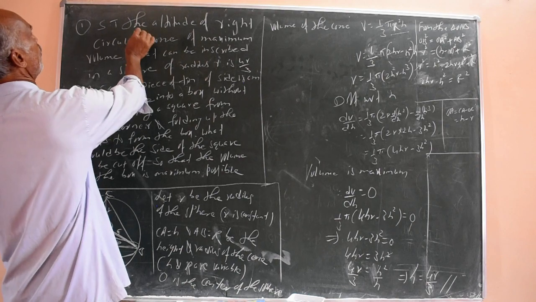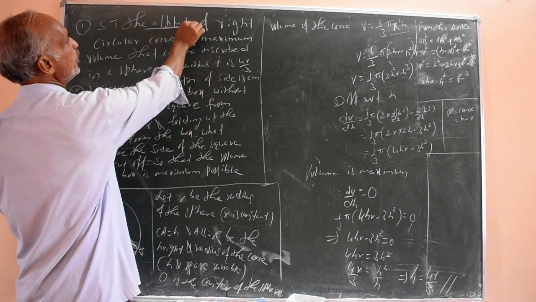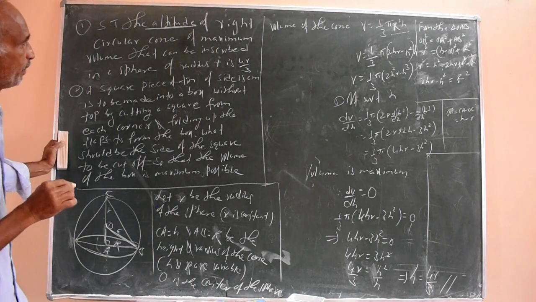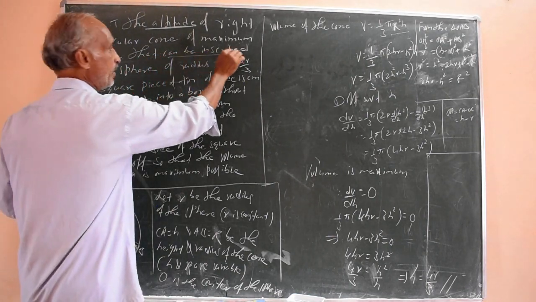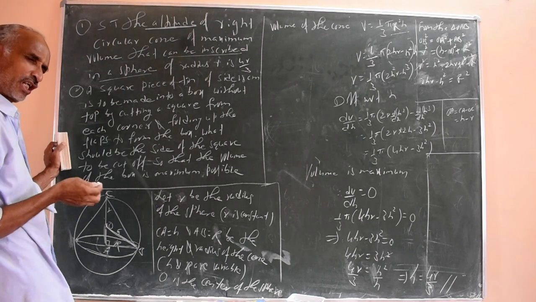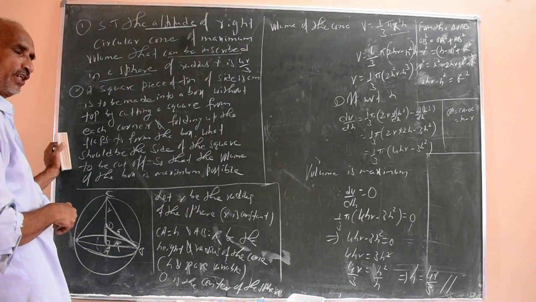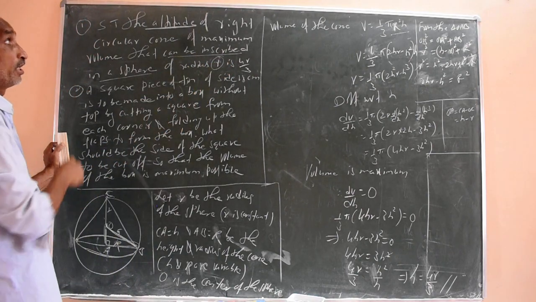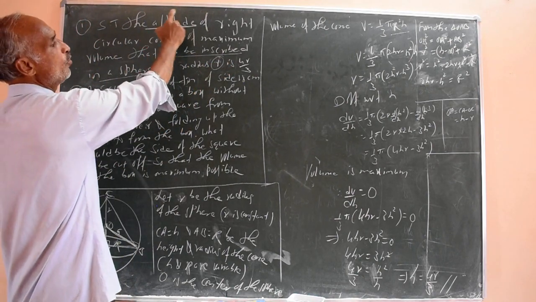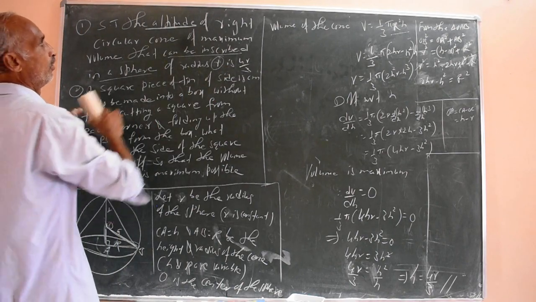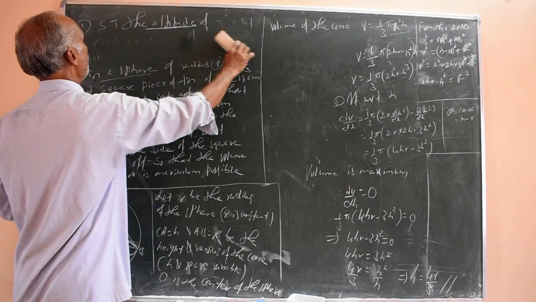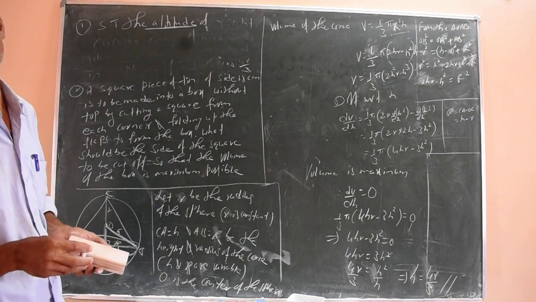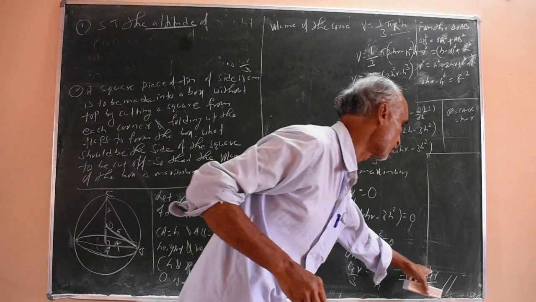So show that the altitude of the right circular cone of maximum volume that can be inscribed in a sphere. The cone is placed inside a sphere of radius r, and the altitude is 4r by 3. If all these statements are removed, simply what we have to prove is that the altitude h is equal to 4r upon 3.